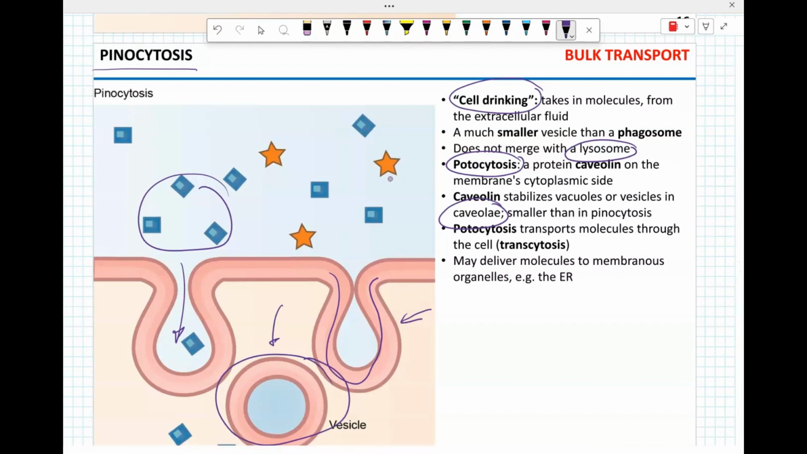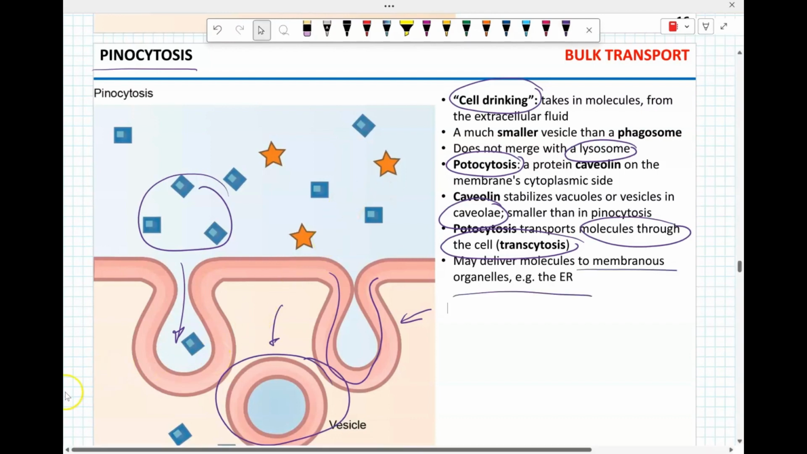Podocytosis allows cells to not only transport molecules or ions or whatever is outside of the cell into the cell, but also allows molecules to cross the cell and emerge on the other side, so-called transcytosis. Podocytosis is pretty common in the formation of vesicles that transport different molecules between membrane-bound organelles within the cell.